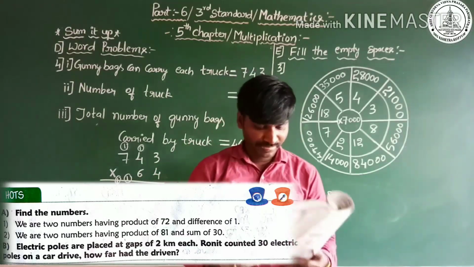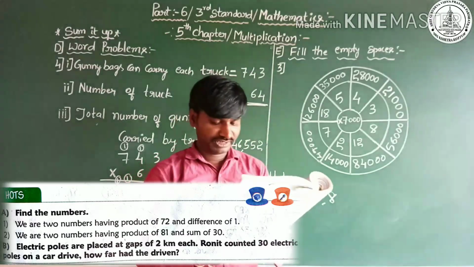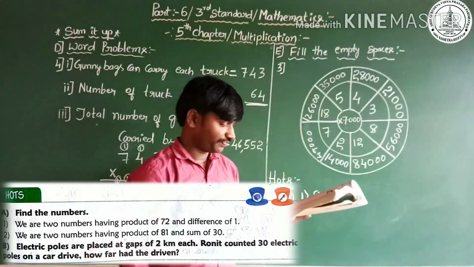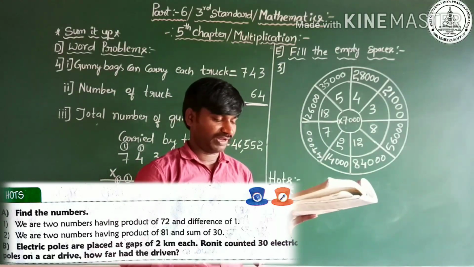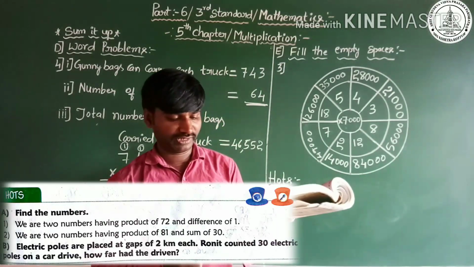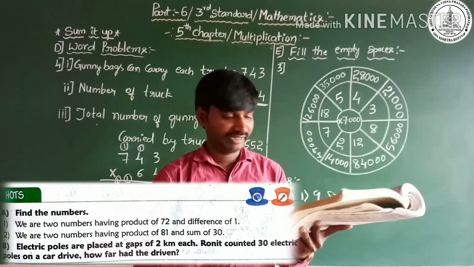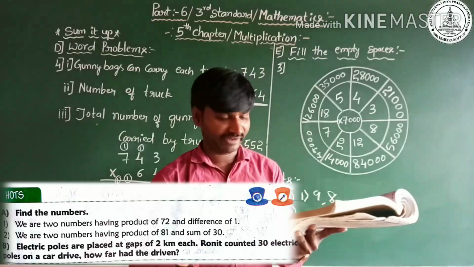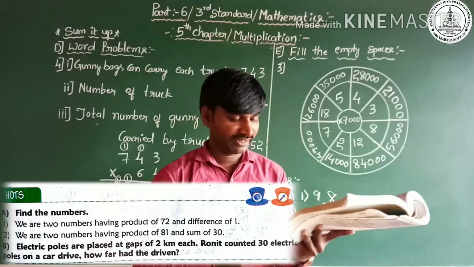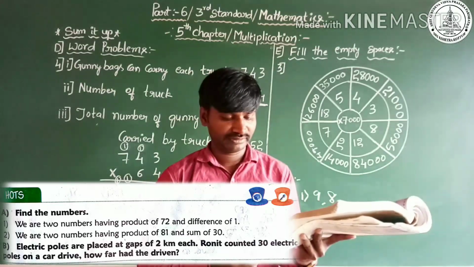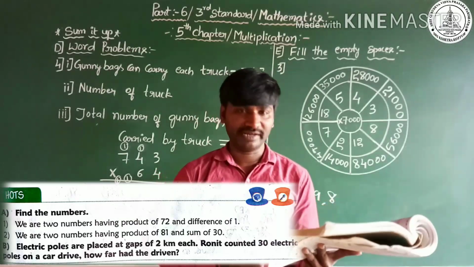The next, second question, your homework. The next, B main: electric poles are placed at gaps of 2 kilometers each. Ronit counted 30 electric poles on a car drive. How far had he driven?